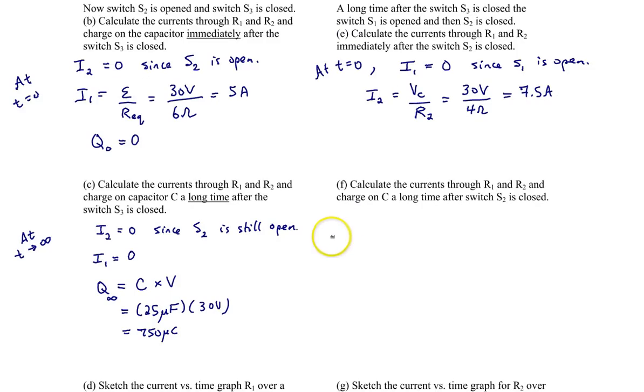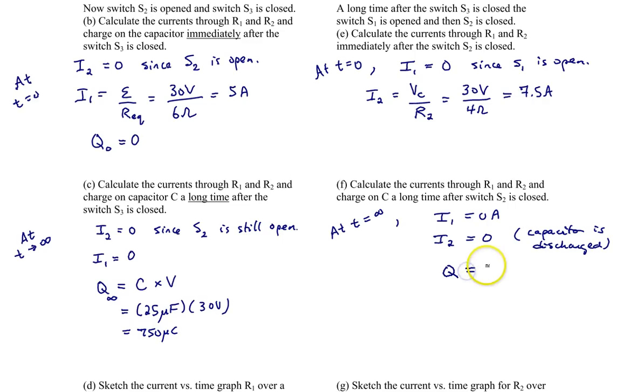Okay, and now moving on to the part where t equals infinity. So at t equals infinity, this is after a very long time. Of course, current 1 is still 0 amps, and current 2 will now die out to 0 once the capacitor has been discharged. So no longer is there current flowing through it because Q is now 0 on the capacitor. And of course, Q on the capacitor will also be 0 coulombs because it's been completely discharged.